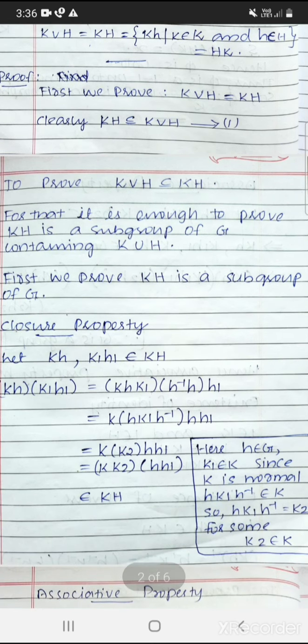For proving KH a subgroup of G, we need to see some of the conditions. First condition is closure property. We already saw in the last theorem what the conditions are to prove for a subgroup. The same way we're gonna prove here also that KH is a subgroup of G. Firstly, we'll see closure property. Next, existence of identity, associativity property, existence of inverse, etc.